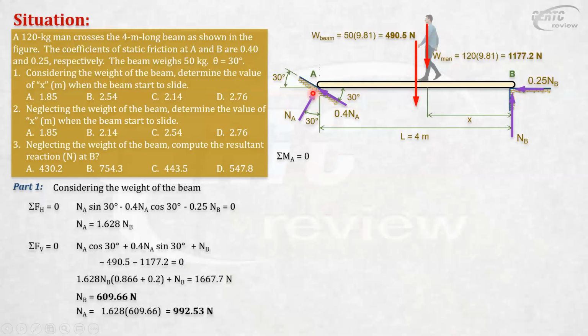Summation of moment about point A equals 0. So, we will have. Okay, so we need the moment arm. By the way, the moment arm of this is 1/2 of the length. This is 2 meters. Right? So, unahin natin yung clockwise. So, we have 490.5 times 2. Okay, plus 1177.2. The moment arm will be 4 minus x. This is for the man. Ano yung kanyang position? Alright? And then another, NB. We already have NB. Minus 609.66 times 4. And that's equal to 0. Then, makuha natin yung x. Okay? So, that's 2.76. So, the answer here is letter D.